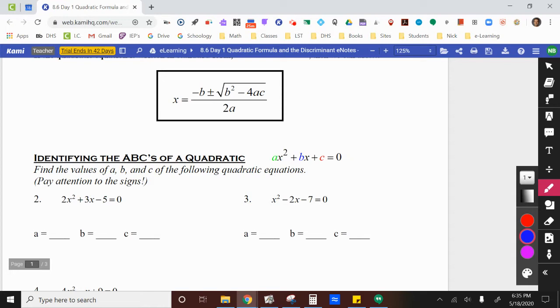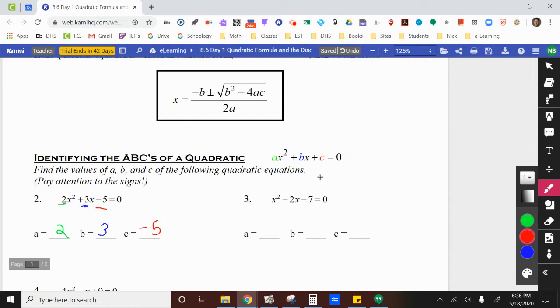Okay, so we have to identify the a, b, and c values. Well, a is going to be that number in front of my x squared, so my a value is 2. My b is going to be that number in front of the x, so it's a positive 3. And my c value is going to be that number without any variables, which is going to be negative 5.